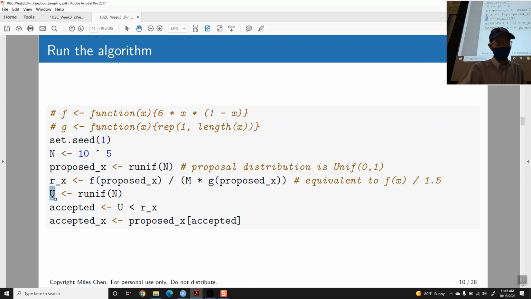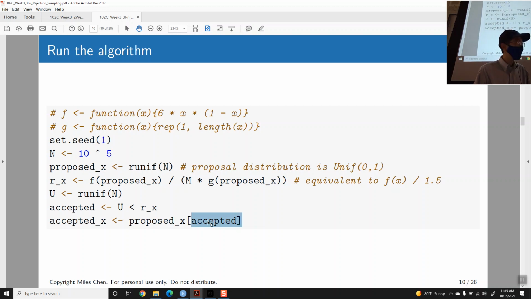Then we're going to get a logical vector. If u is less than r of x, we've got true or false. So accepted is a logical true-false vector. Then basically I'm going to subset from all of the proposed x values, I'm going to subset some of them.